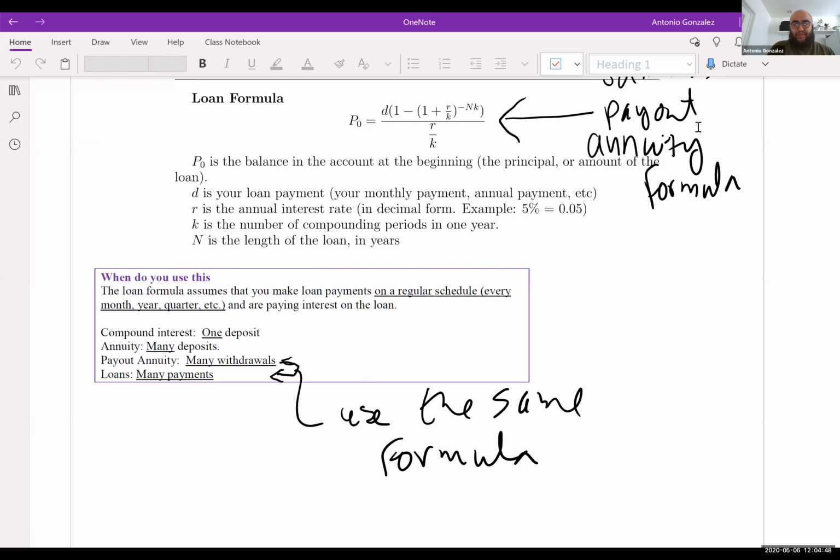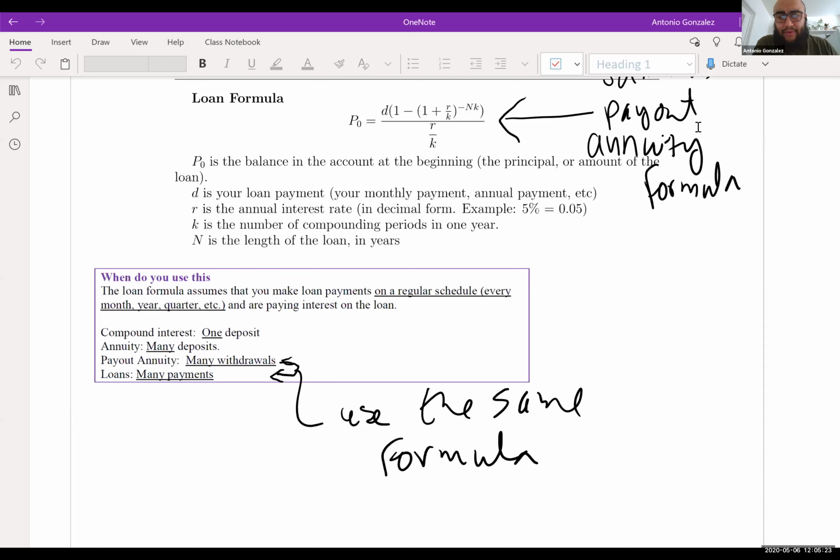Once we've identified, always ask yourself the following questions when deciding which formula to use. How many times is a deposit being made? Or is it a withdrawal? Or is it a payment? That's going to tell you what formula it is. As you can see, the stories themselves change, but don't let that trip you up. Always ask yourself, am I paying something? Am I withdrawing something? Or am I depositing? And if I'm depositing, is it one deposit or many deposits?